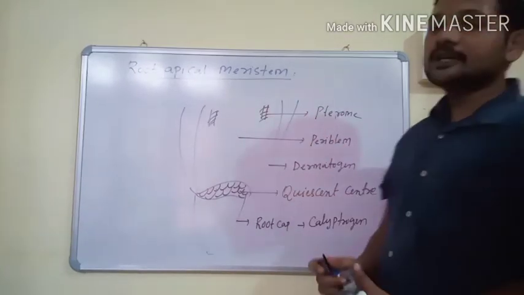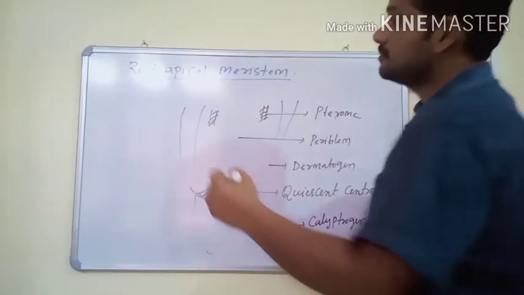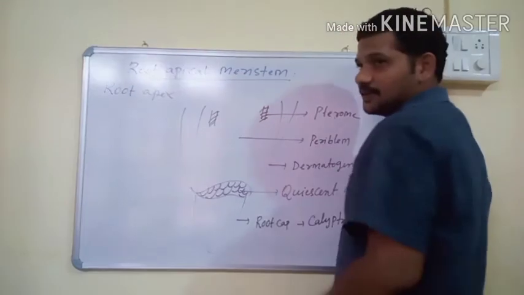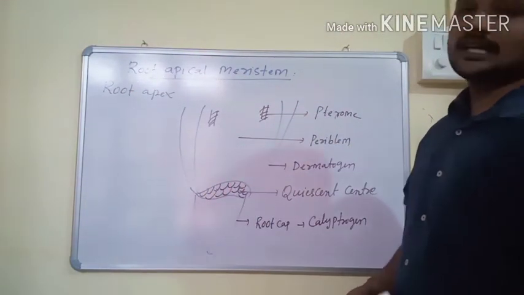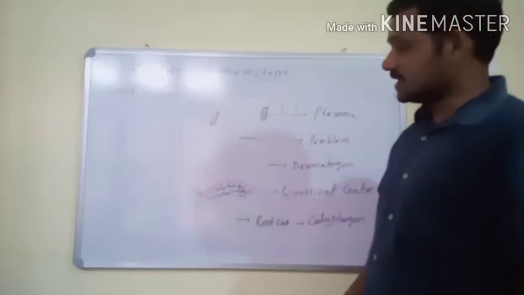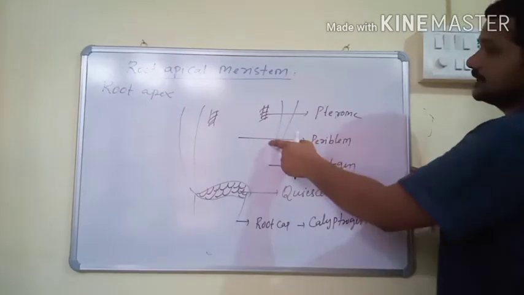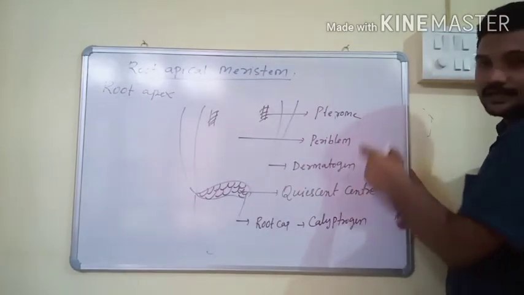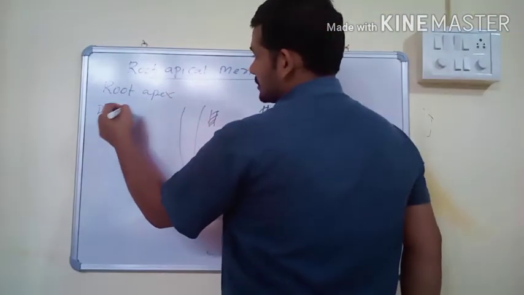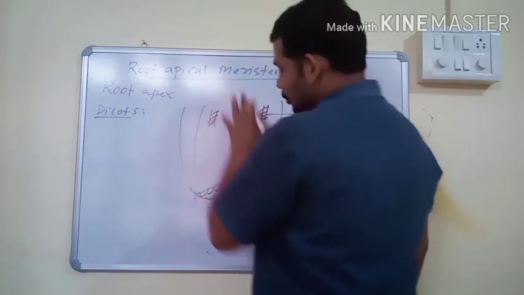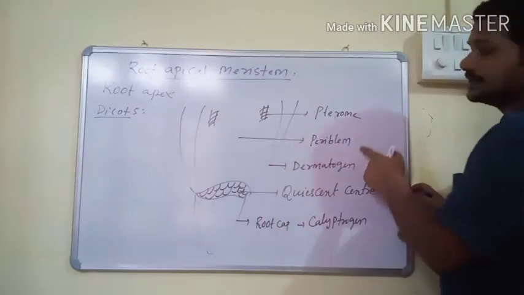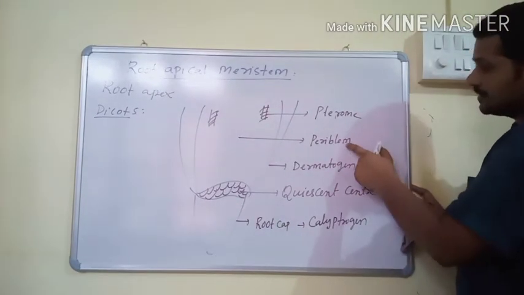And what is root apical meristem? The apical meristematic tissue present at the root apex is known as root apical meristem. And root apical meristem was explained by the histogen hypothesis. According to this hypothesis, the root apical meristem has different histogens. And roots are present in both dicots and monocots. In dicots, the root apical meristem has only 3 histogens: dermatogen, periblem and plerome.